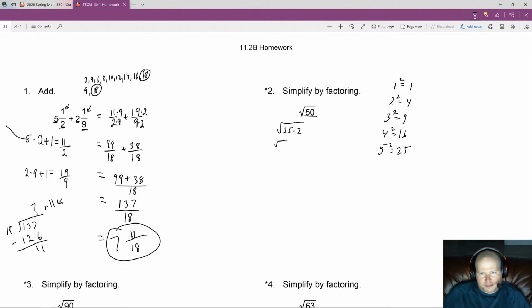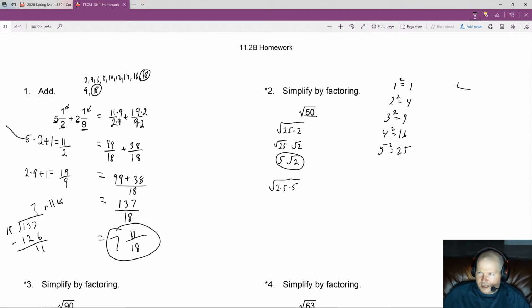Now, we can break this apart into the square root of 25 times the square root of 2. Square root of 25 is 5, and we leave the square root of 2. So simplification of this is 5 square roots of 2. Another way of doing this is the prime factorization of 50. Prime factorization of 50 would be 2 times 5 times 5.